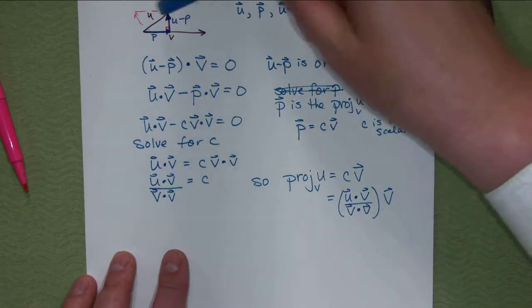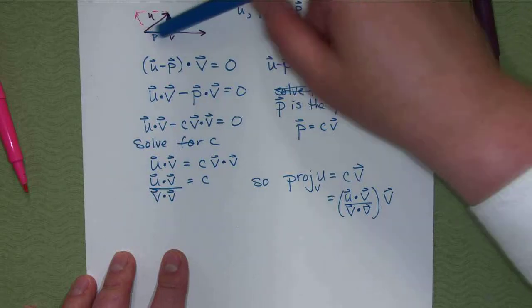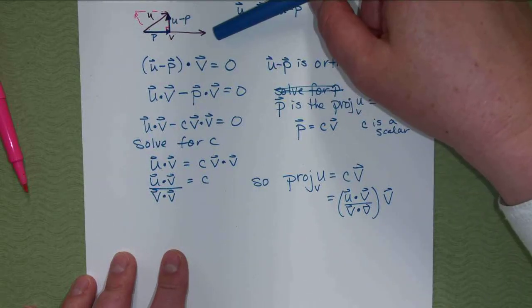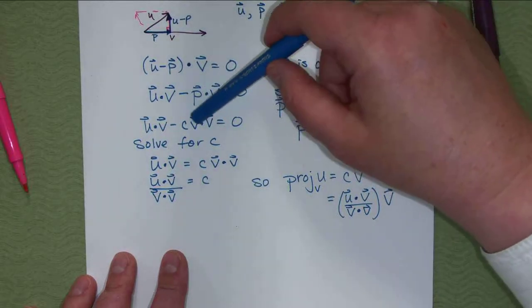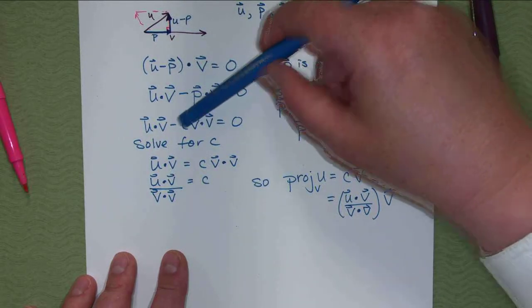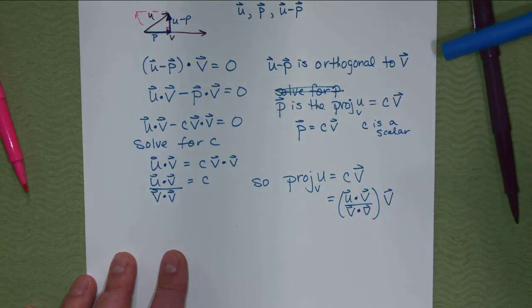So what we were finding is a perpendicular vector to V, where P is the projection, which is just a multiple of V. And when we solved it, we got the formula for the projection.